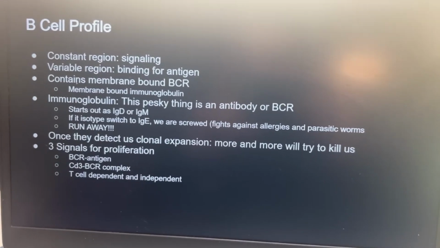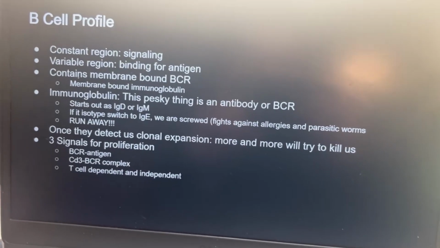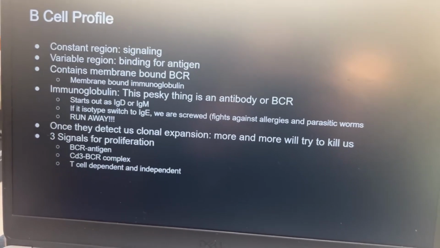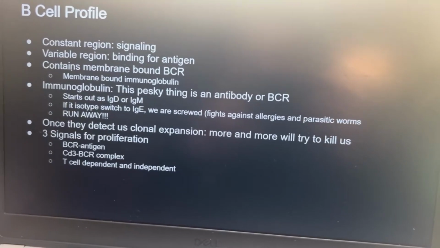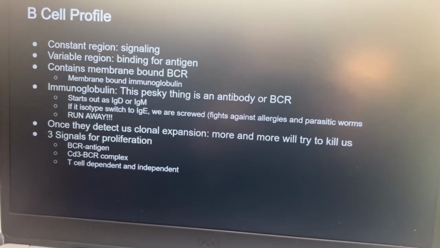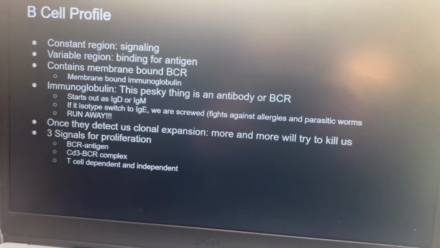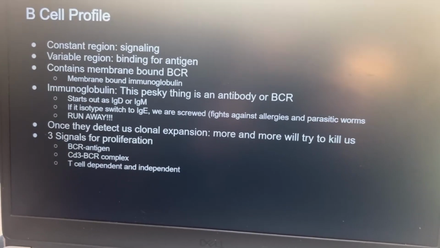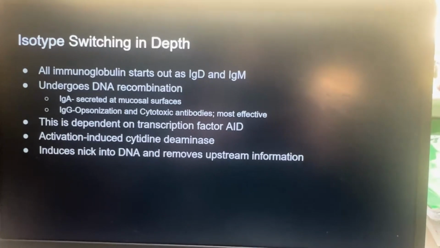They always start out as IgD or IgM, but once we are in the picture, they isotype switch to IgE, and we are screwed with this through genetic recombination. Once they detect us, clonal expansion happens, and there are three signals for clonal expansion for proliferation, which is BCR to antigen, CD3 and BCR complex. This is co-stimulatory signaling, and T cell dependent and independent signaling. Immunoglobulin IgE is specifically designed to attack large multicellular helminths like ourselves. We need to avoid immunoglobulin E at all costs. Isotype switching is the bane of our existence.